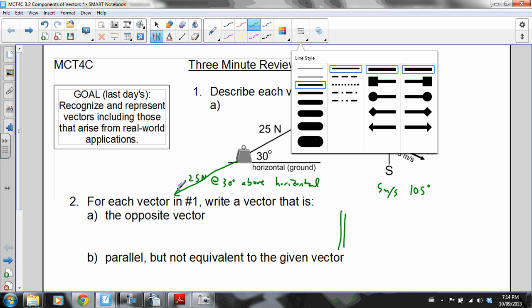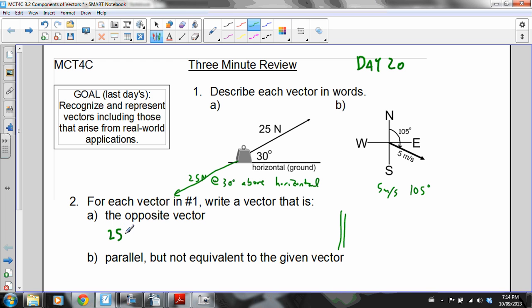So the opposite vector would still be the same length, 25 newtons. And I guess we could call this angle 30 degrees, but just so we can see there, 150 degrees would be the straight line. 150 degrees below, maybe below horizontal. It's a little bit weird describing this one.